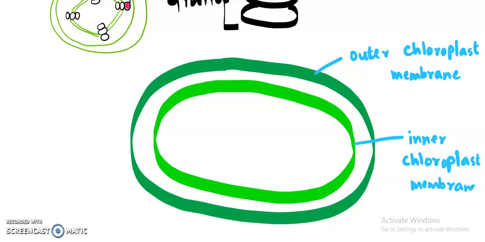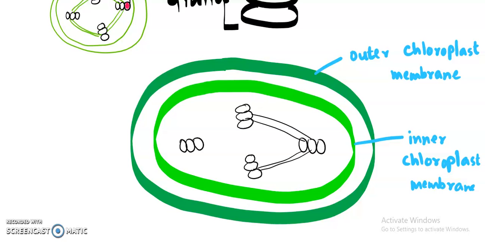Right? Now inside we have already seen that grana are formed, and grana are formed by the collection of thylakoids, and all the grana are interconnected to each other by a membrane which is known as the fret membrane. What is it known as? Fret, F-R-E-T membrane.